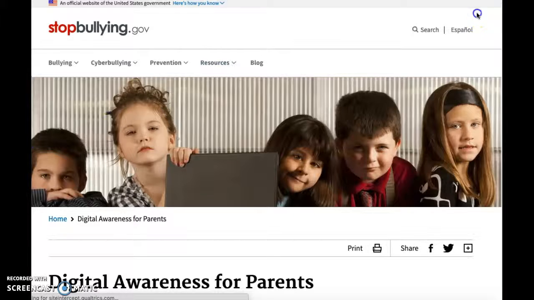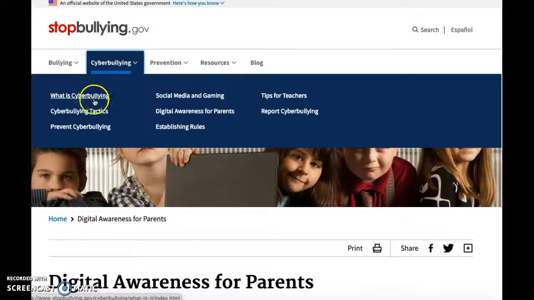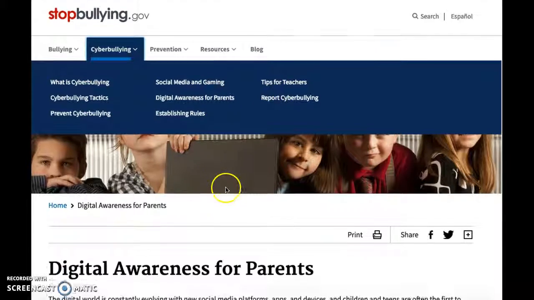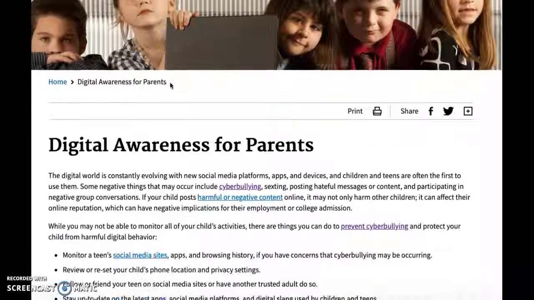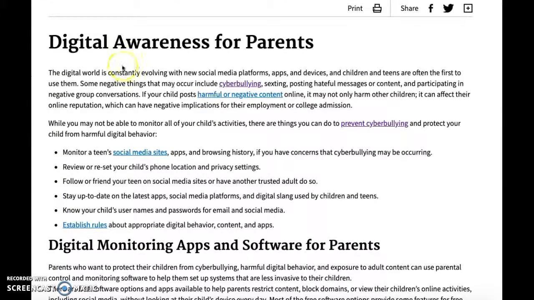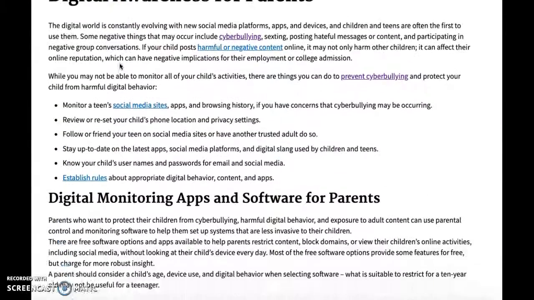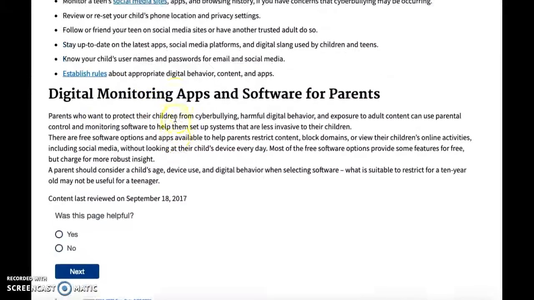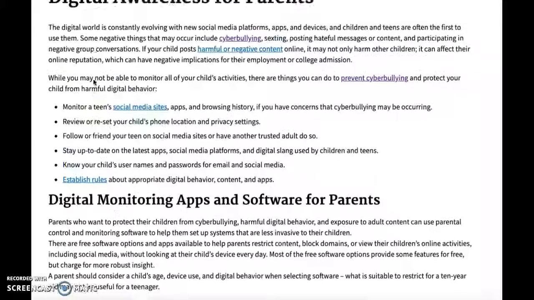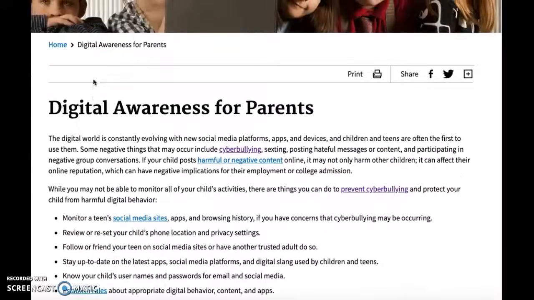Under the top here, they have bullying, cyberbullying, and under each of those is what is it, what are tactics, how to prevent it, digital awareness for parents, and how to report it, tips for teachers. So just really great things to explore. This is the page I pulled up for digital awareness for parents, and it shows how to monitor apps, how to establish rules, how to kind of engage in some of these conversations with your student or with your kid.